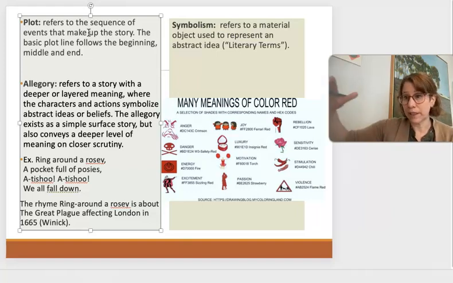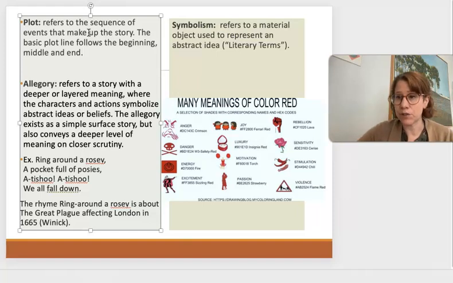So that could be how you might interpret a story: by those significant events over the course of time, from the beginning of the story all the way to the end. And then the next term is allegory. And this one's maybe a little bit more abstract or difficult to understand. It's kind of like a large metaphor.